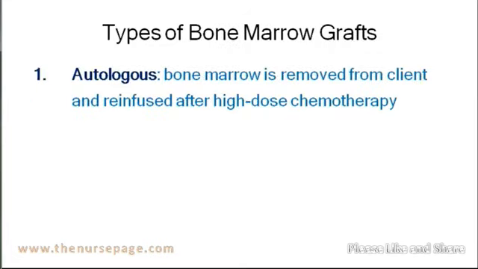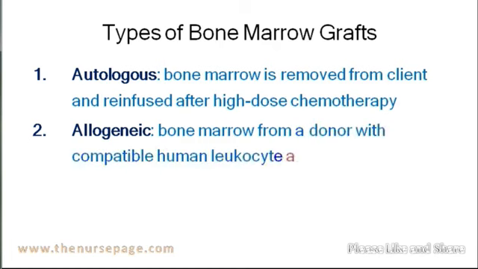Then we will see the types of bone marrow grafts. First one is autologous bone marrow graft. Autologous bone marrow graft means the bone marrow is removed from the client itself and reinfused after high dose chemotherapy. The graft is taken from the same patient. After chemotherapy, it will be infused to that patient. That is autologous. Auto means self.